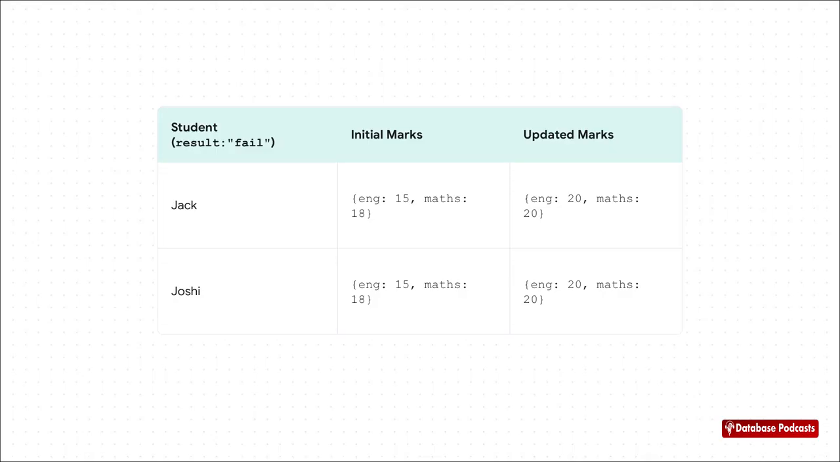Let's see it in action. Here we have a couple of students who, unfortunately, have a fail result. We want to update their marks. With a single updateMany command using the filter result fail, we can $set new marks for both of them. And just like that, with one command, both documents are updated. That's the power of a bulk operation.